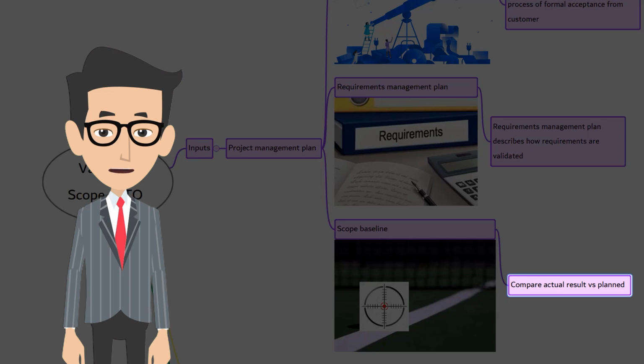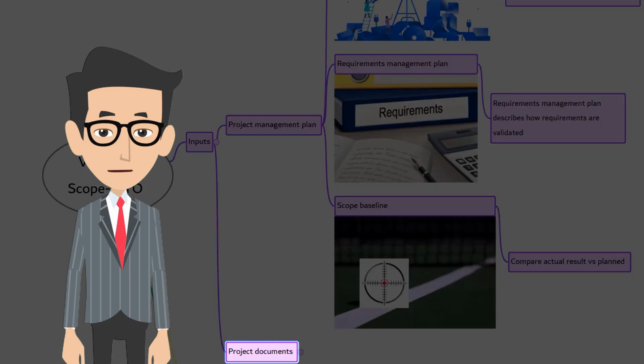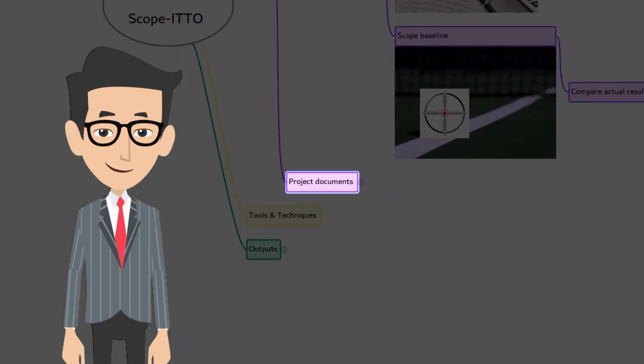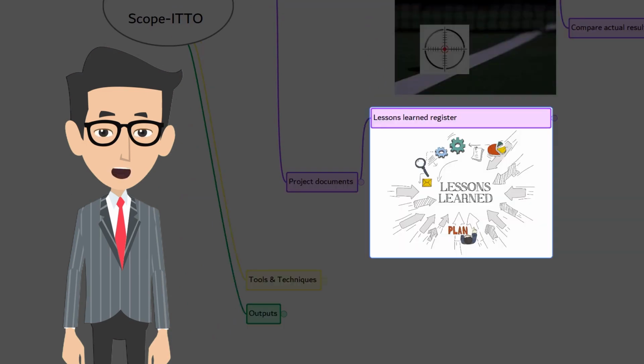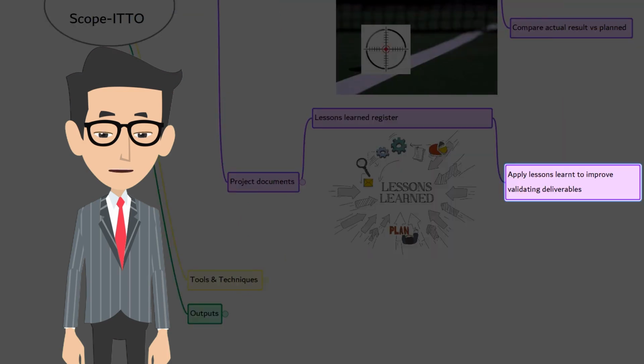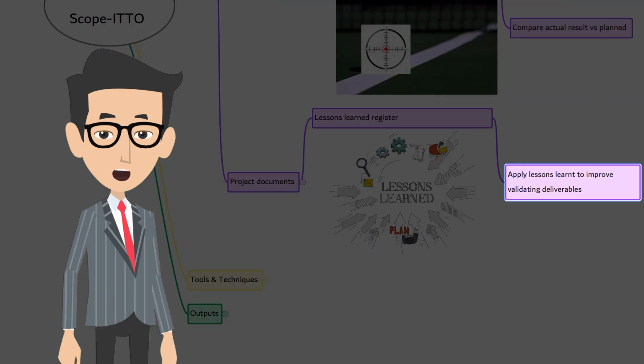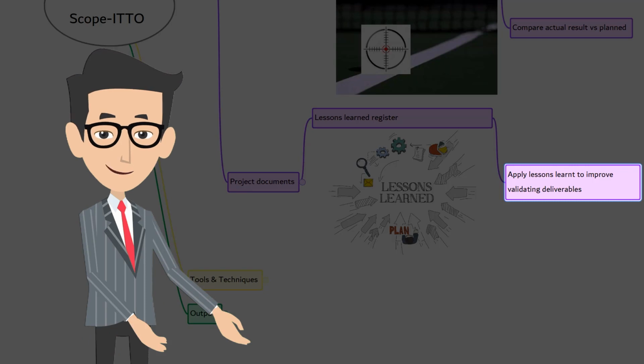The second one is project documents. There are 4 key documents in the list. Let's look at them one by one. Lessons learned register. Lessons learned from other projects or the earlier phase of the same project can be an input to improve the efficiency and effectiveness of validating deliverables.